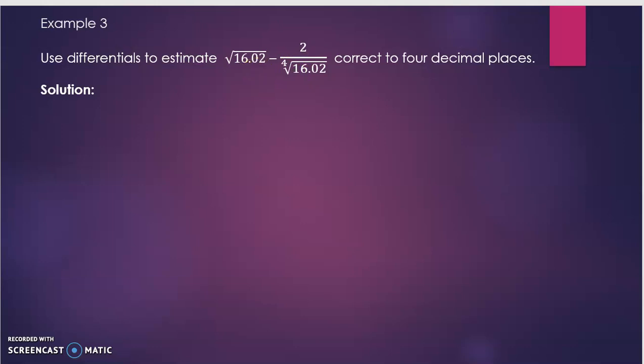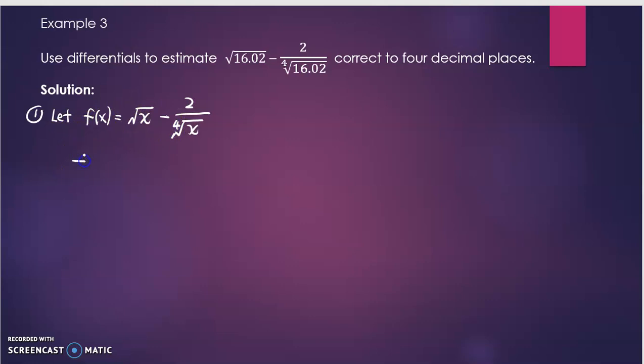So, in our first step, we will let f(x) equal to, we just substitute this value 16.02 with the variable x, which means here I have square root of x minus 2 over fourth root of x. So next we will try to differentiate this function.